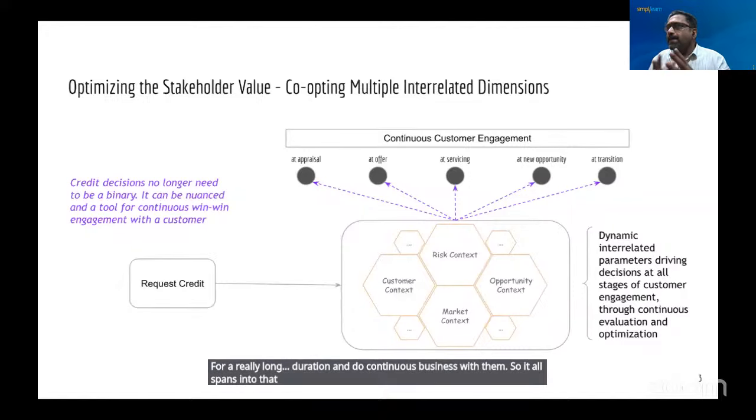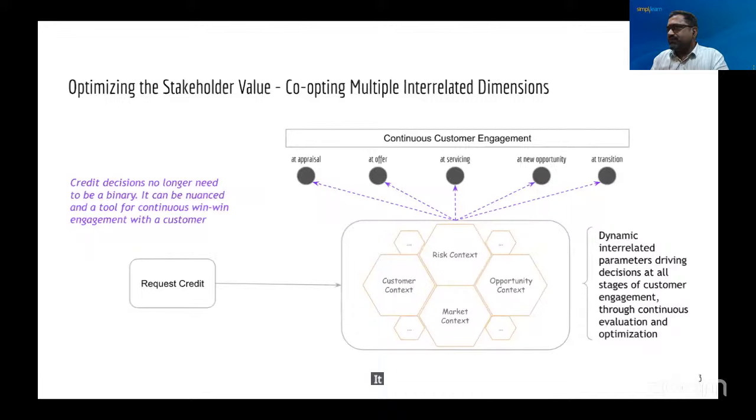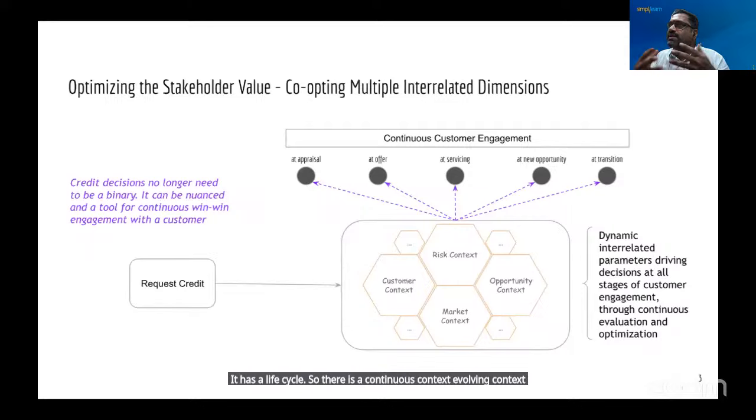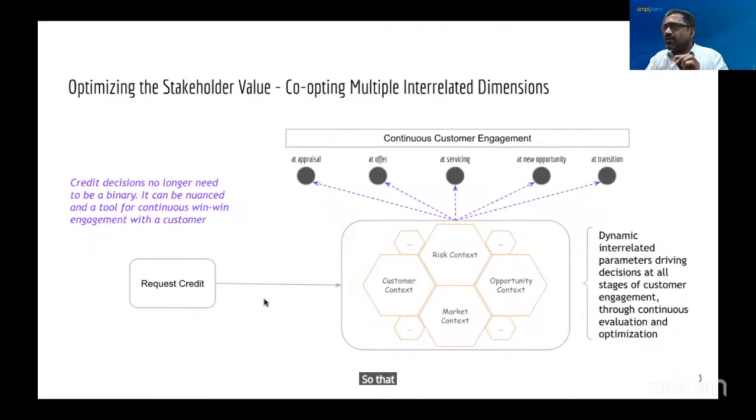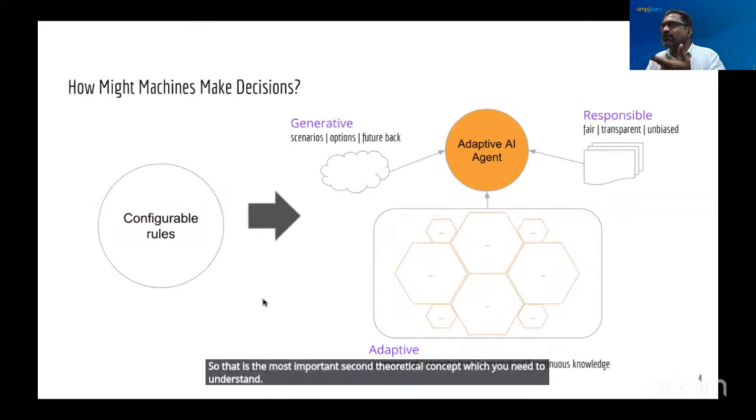So in real life decision scenarios, when we are allocating different types of resources to different projects, different people, either a deposit or a loan or whatever it is, it has a life cycle. So there is a continuous context, an evolving context and the dynamic nature of decision making that comes into the picture. So that is the most important second theoretical concept which you need to understand before we get into what is adaptive AI.